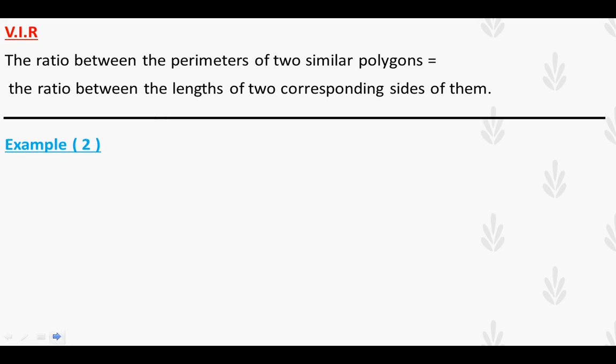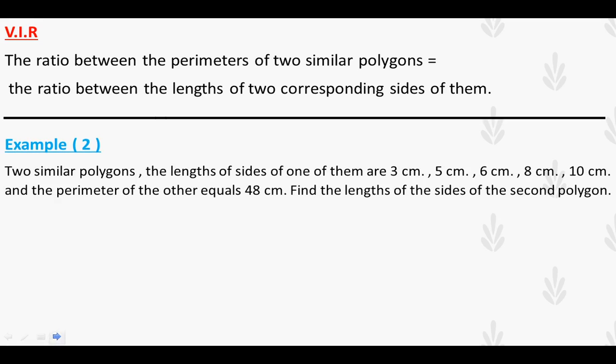Okay, example. Here are two similar polygons, the lengths of the sides of one of them are 3 centimeter, 5 centimeter, 6 centimeter, 8 centimeter, and 10 centimeter. And the perimeter of the other polygon equals 48. Find the lengths of the sides of the second polygon. Here we know all the lengths of the sides of the first polygon, and we know the perimeter of the second polygon. And it asks me to find the lengths of the sides of the second polygon.